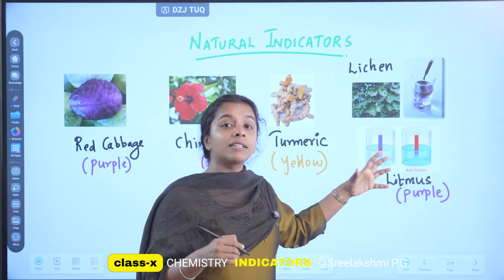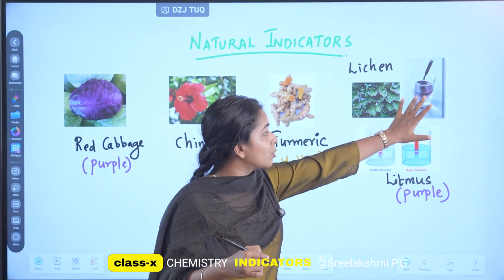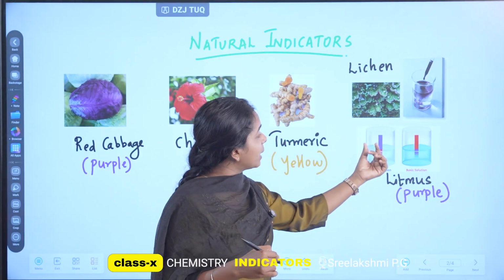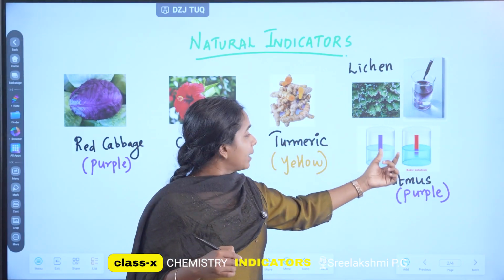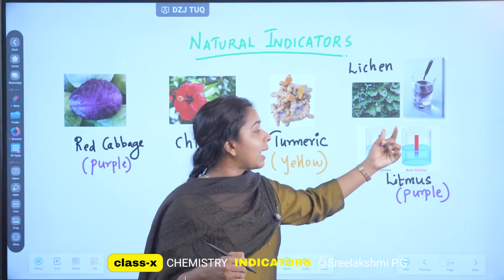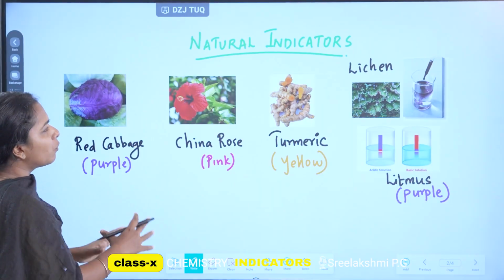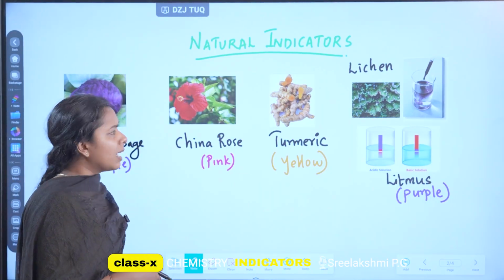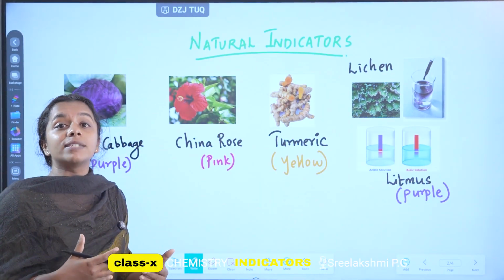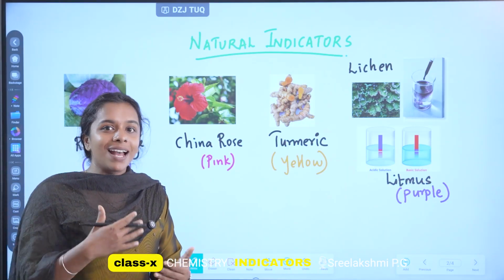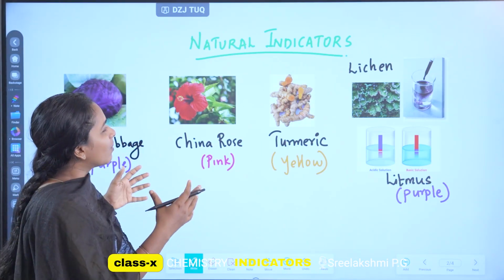Those papers have been derived from where? From the litmus solution, that is purple in color. You will get 2 types of paper, that is blue litmus paper and red litmus paper. Okay, so these are some examples of what? Natural indicators. Now we will see what color changes they give in presence of what? Acid and base.